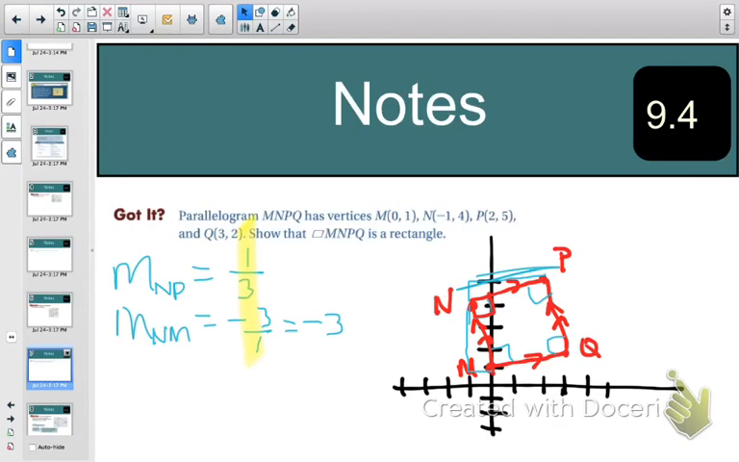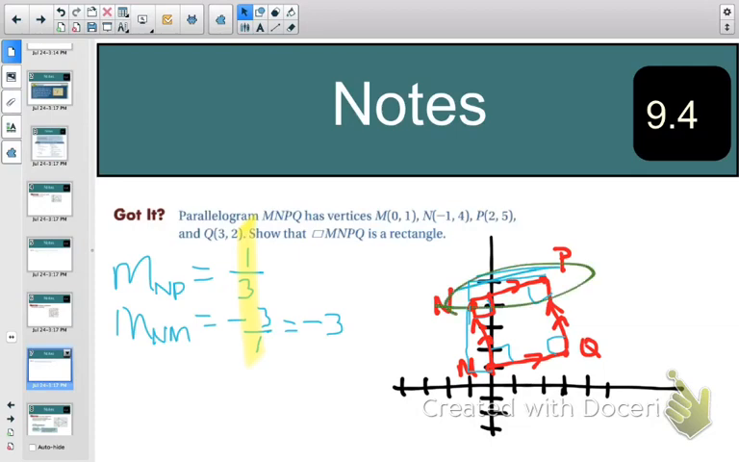Okay, and if I show that this is also a right angle here, then I can say this is a rectangle. So now, actually no, I think that's all we need to do really, because we know that these two lines are already parallel. Let me see, change colors.